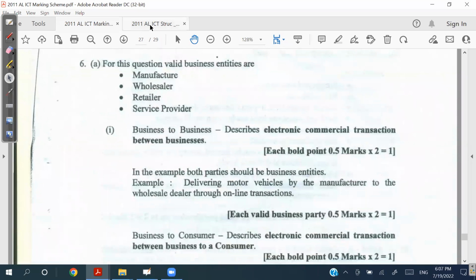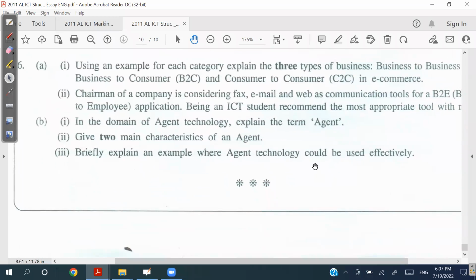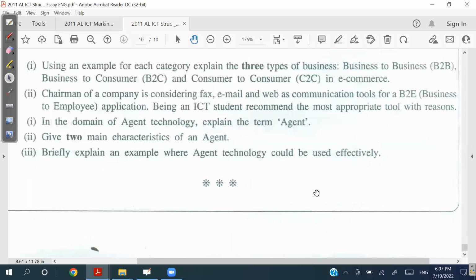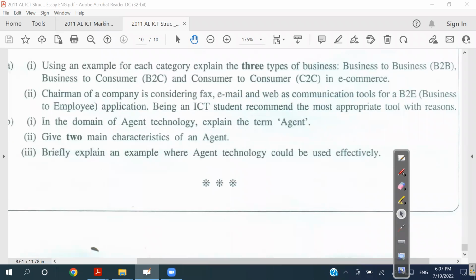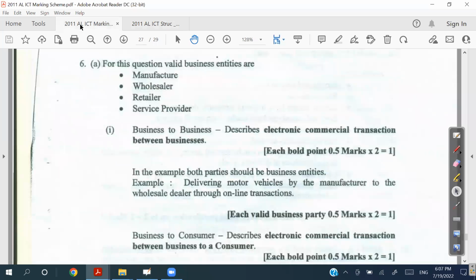Okay. So the 6th question. It is regarding e-commerce. So the A part, first it is asking, using an example for each category, explain 3 types of businesses: B2B, B2C, and C2C in e-commerce. Right? So you have to explain, you have to give the examples, right? So I'll go with the answers given in here.